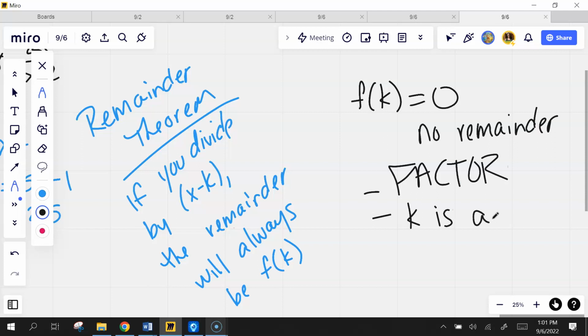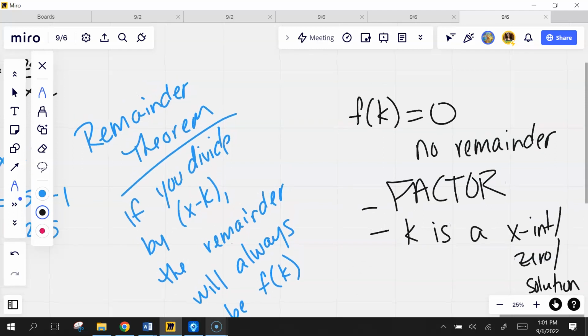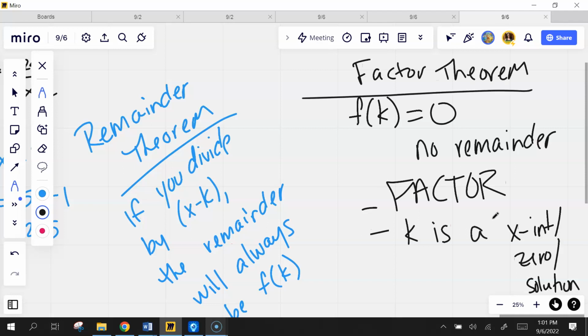You're exactly right. K is an x-intercept, also known as a 0, also known as a solution, all of those good things. This then is called the factor theorem. They go hand in hand. Those are your two new theorems. And if you understand synthetic division, they follow.